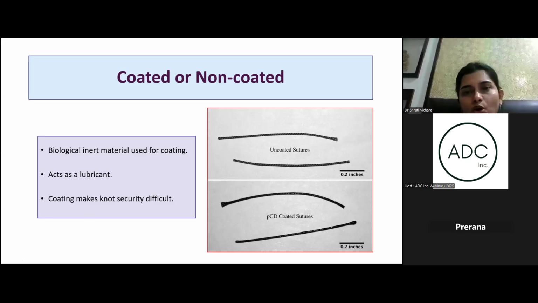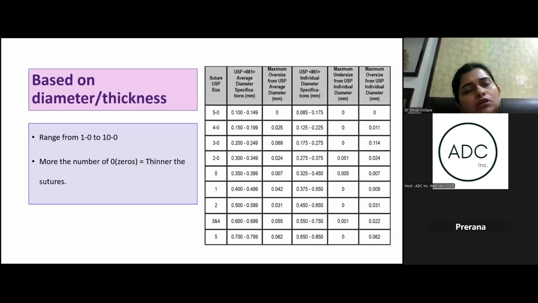Okay, so you have to tie multiple knots. Now, based on diameter and thickness of the sutures, we have this beautiful table which is given here, mentioning different sizes of the sutures, correct? Ranging from 10 to 10. And you have to remember one thing, that more the number of zeros, right? Supposing 40, you have 50, correct? As the number of zeros increase, the suture becomes thinner and thinner, okay? So 50 suture is thinner than 40, 40 is thinner than 30, 30 is thinner than 20, likewise, and so on, okay? So I would like to share this with you all.